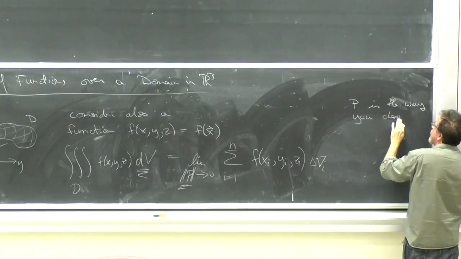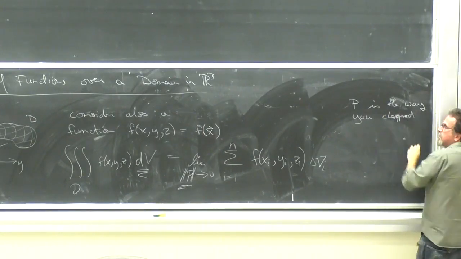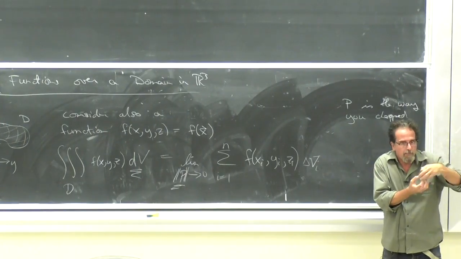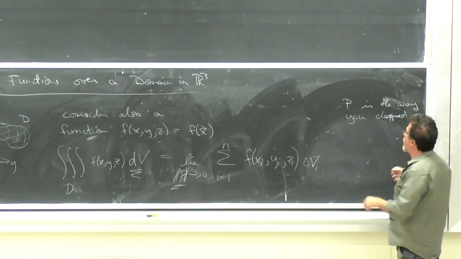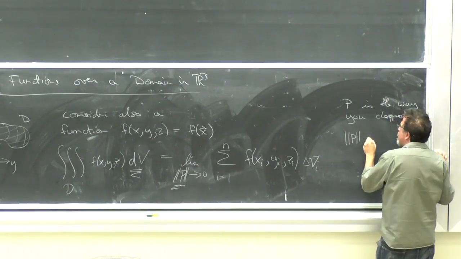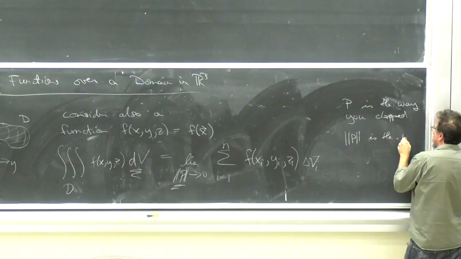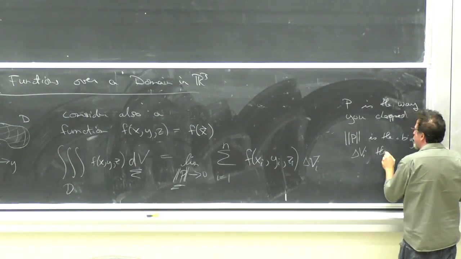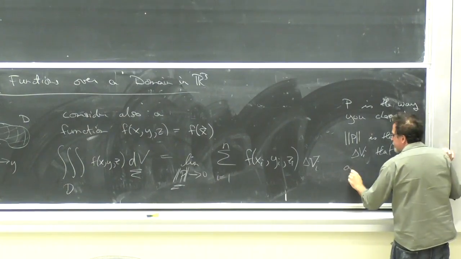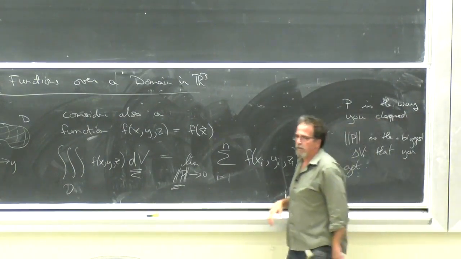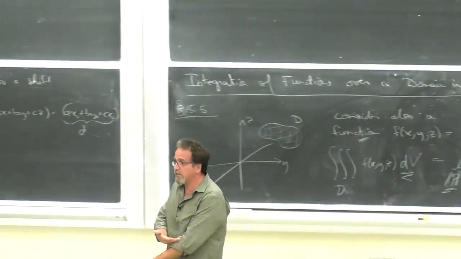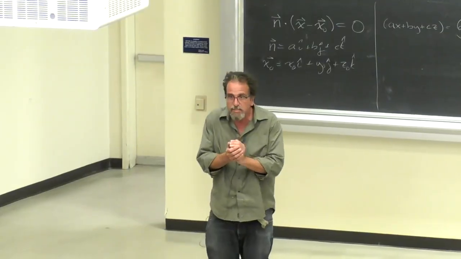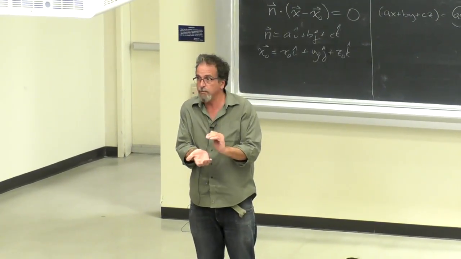Technically speaking, the partition is the set of sub-volumes that you've created. And the size of the partition is the biggest delta Vi that you have. I'm going through this fast because nothing is different in 1D and 2D and 3D. It's all the same stuff. That's how we define the integral. It's just that you have to find a way to measure volumes.